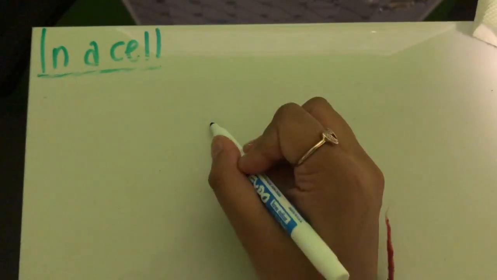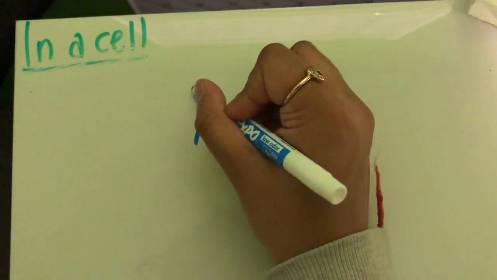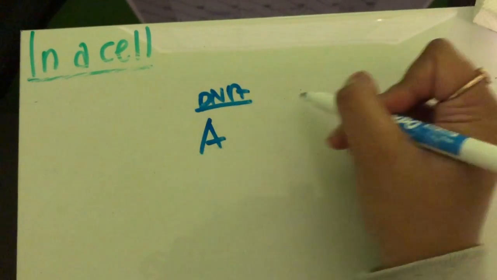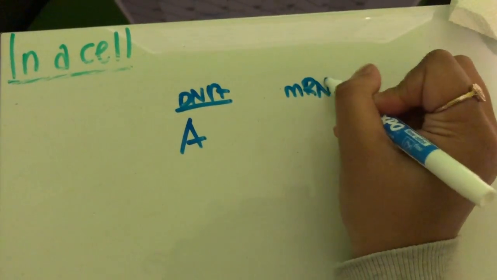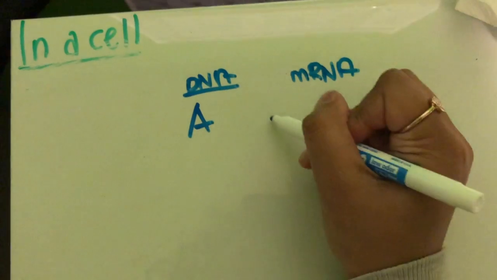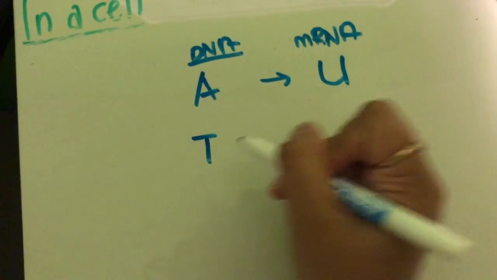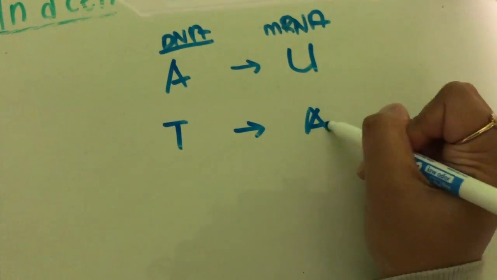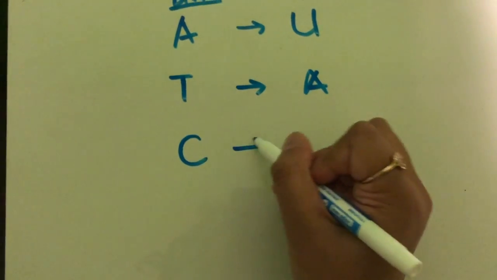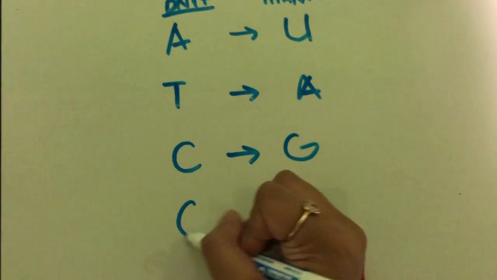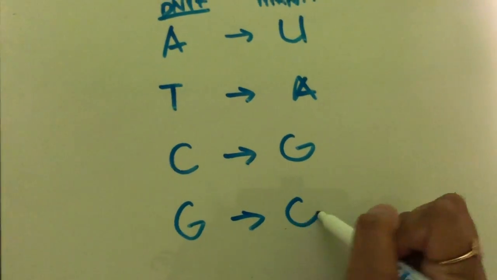In any given cell, when we have a DNA sequence with nucleotides, the A nucleotide gets converted into mRNA as U, while the T nucleotide becomes an A, the C nucleotide becomes a G, and the G nucleotide becomes a C.